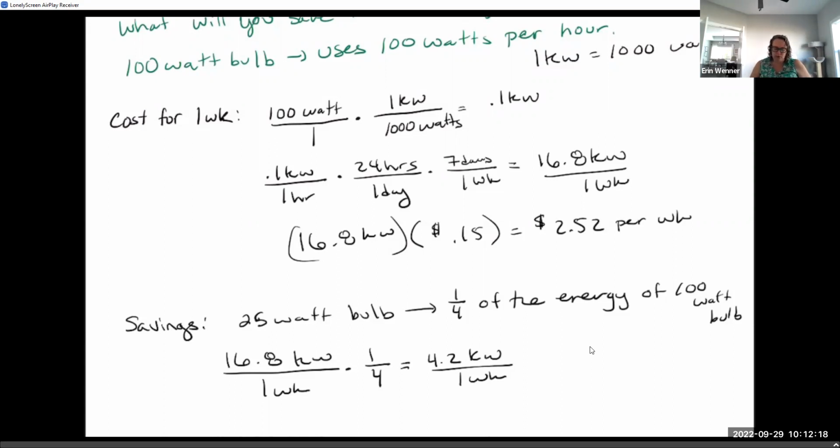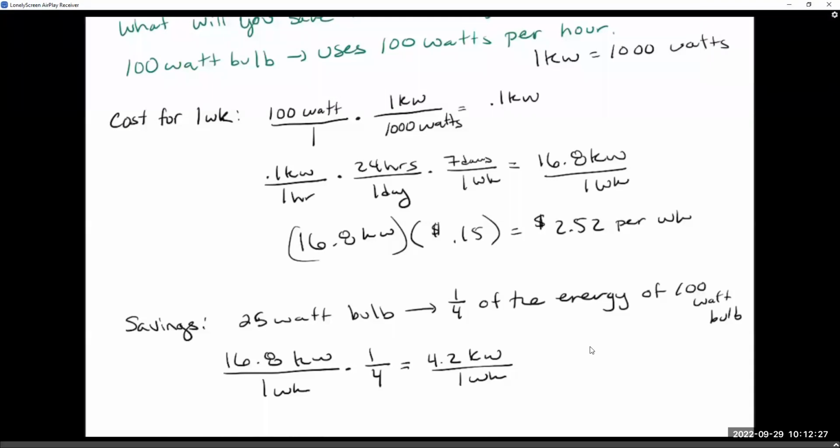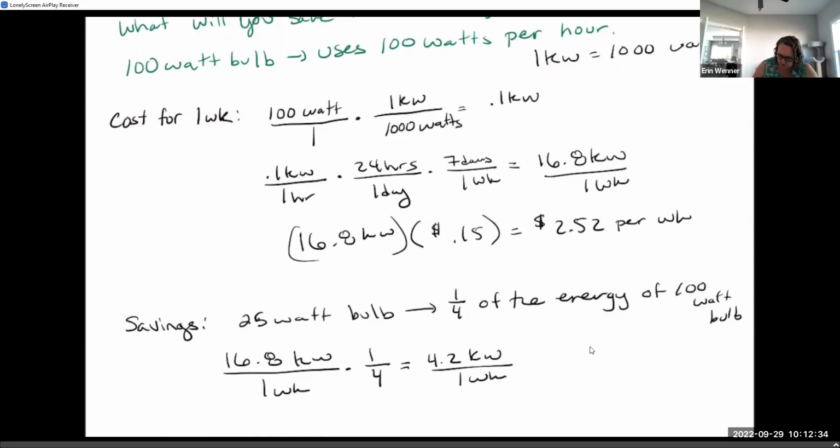So what do we still need for the 25 watt bulb? We have the energy amount, but do we have the price? No. So we'd have to multiply the kilowatts by your price per week. Right. So we need to take our 4.2, and we're going to multiply it by 0.15. So 4.2 times 0.15 gives us 63 cents.